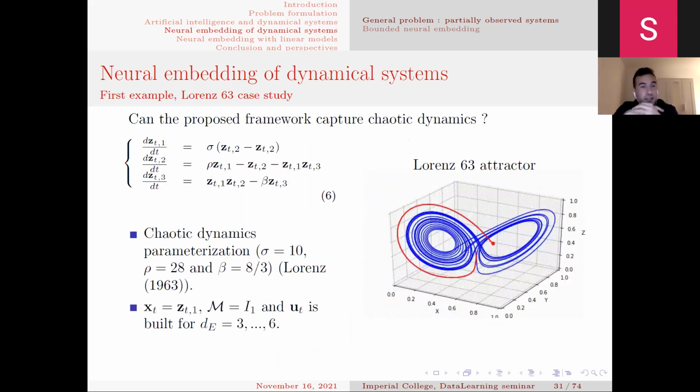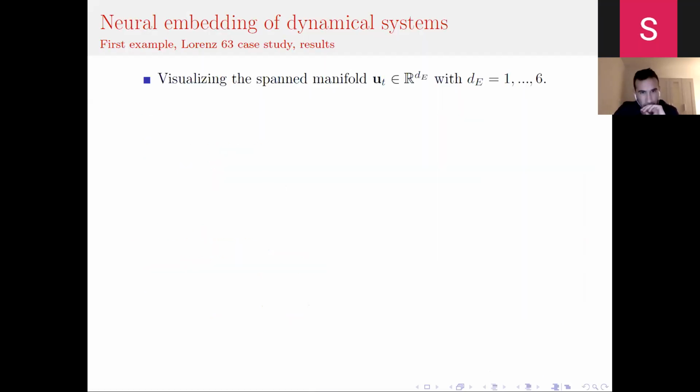As a first case study, we tried this framework on the classical Lorenz 63 dynamical system, in which we assume that we observe the first state of Lorenz and we never observe the other two states. And we built our augmented state U with dimensions ranging from 3 to 6. So as a first experiment, what we did is that we want to visualize the spanned manifold of U as we minimize the forecast of the observations, in the training set.